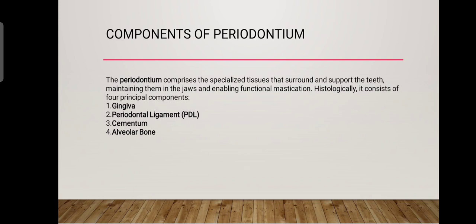The periodontium comprises the specialized tissue that surrounds and supports the teeth, maintaining them in the jaws and enabling functional mastication. Histologically, it consists of four principal components: gingiva, periodontal ligament, cementum, and alveolar bone.